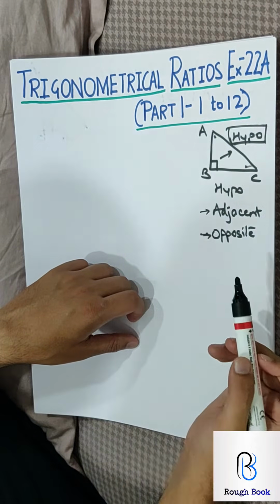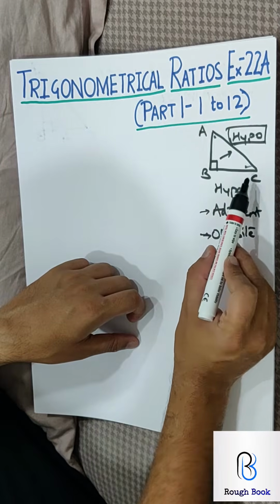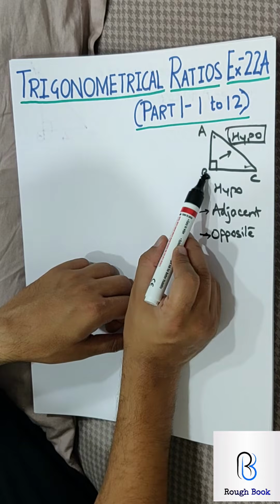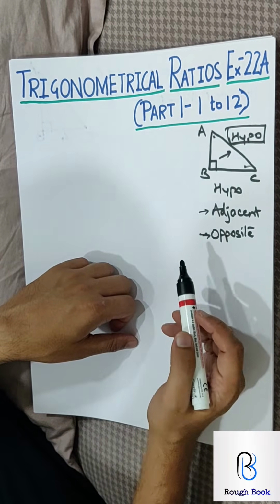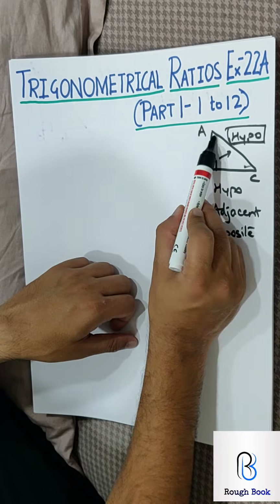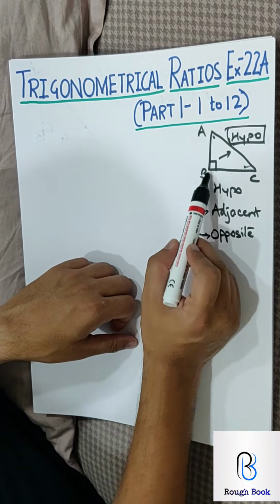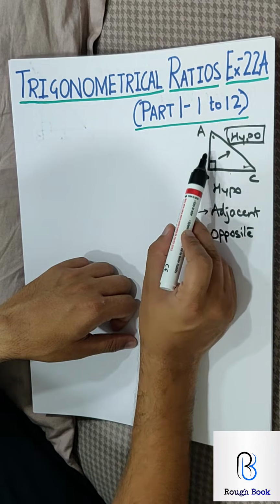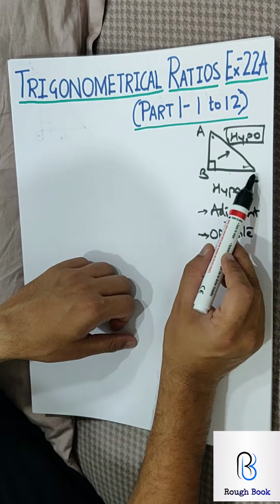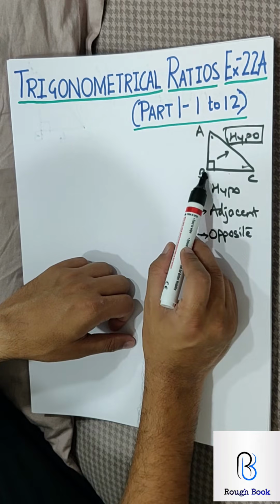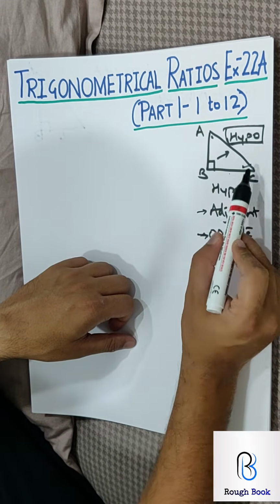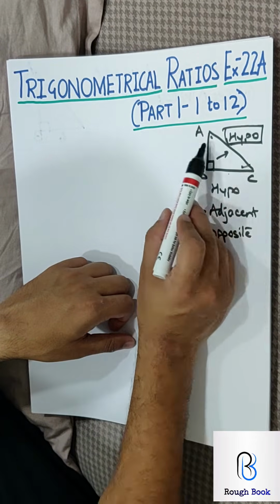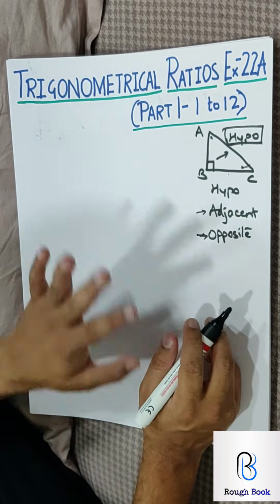Again, if I am talking about A, the opposite side is BC. But if I am talking about angle C, then the opposite side is AB. So it depends on which angle we are talking about. If I am talking about A, then the opposite is BC and adjacent is AB. Adjacent means the one which is next to it. Now next to it is hypotenuse as well as this. Hypotenuse we are never going to consider, so the only side available is AB. Likewise, if I am talking about C, then the opposite is AB and adjacent is BC and not AC, because that's hypotenuse. Are we very clear about this?